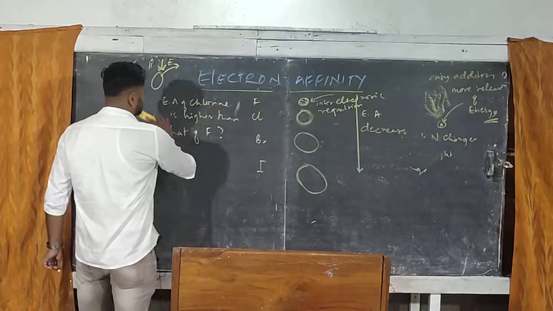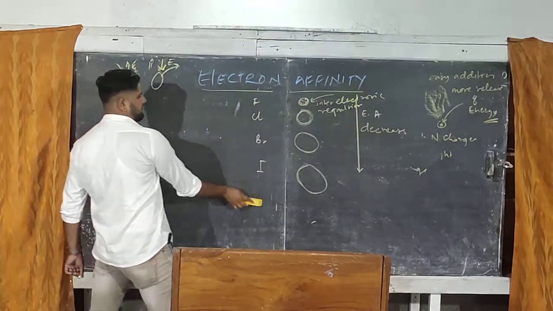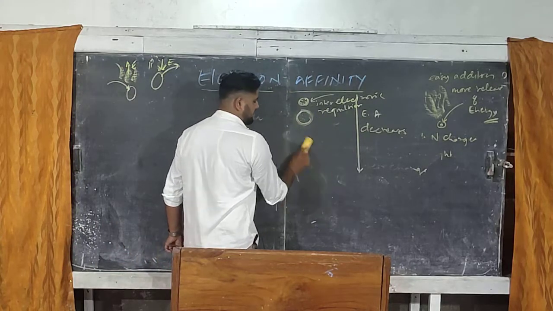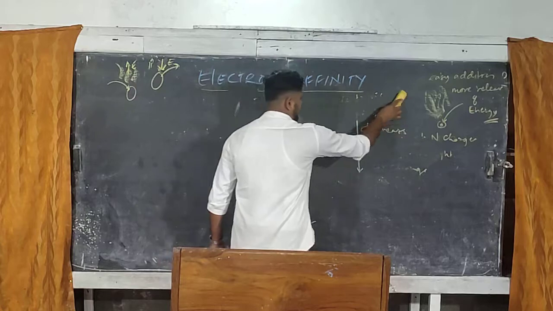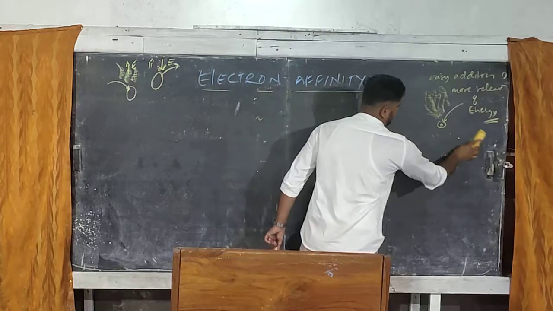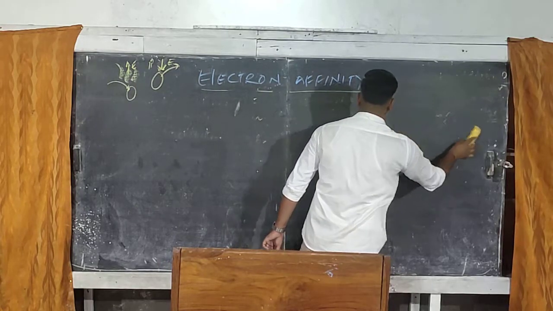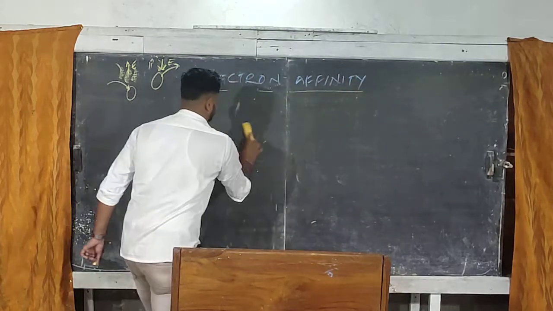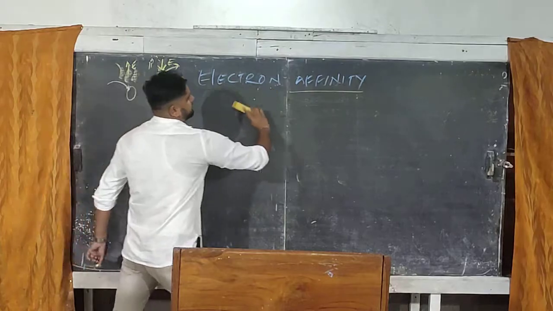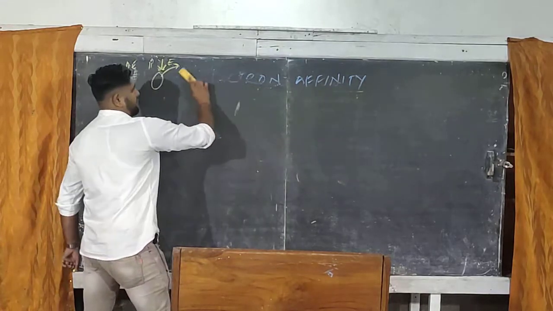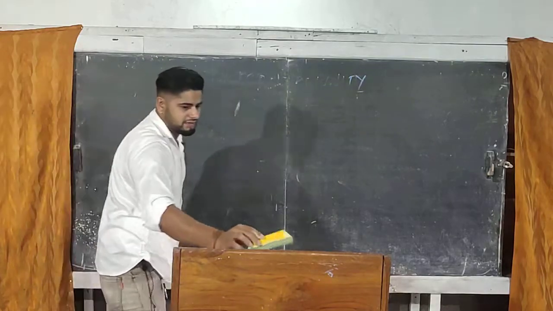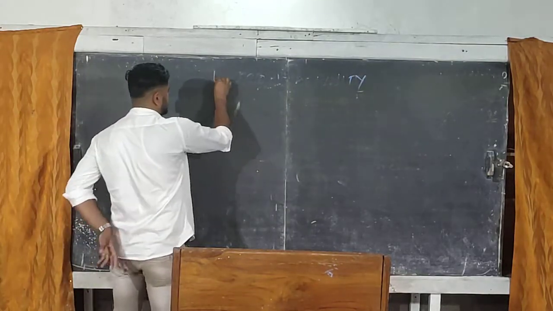Now let us move on to another factor. We have finished electron affinity. I have given you the exception. Okay, just go through the book. If you don't understand, then you can ask in your WhatsApp group. Okay. Next is electronegativity.